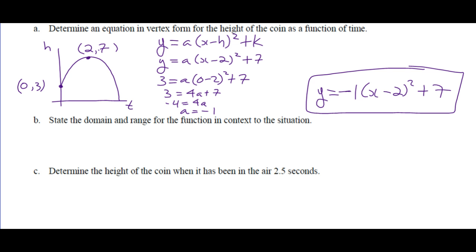State the domain and range for the function in context to the situation. Oh, it's the exact question asked in 30-2s, which is the exact question that you're going to get asked in 30-2 on the diploma exam. What it says is, given a context for a situation, be able to state the domain and the range. So what's going on here? What makes sense? I think we need to say, when does the coin hit the ground? Because our domain is the x values or the time, and we need to know what time this thing hits the ground. So how are we going to figure that out?